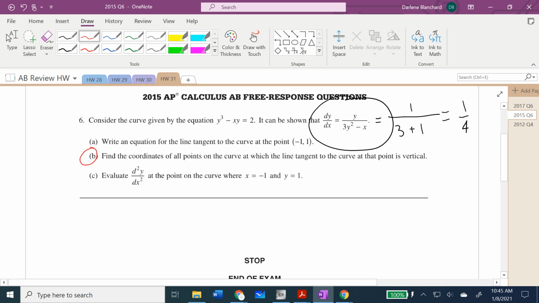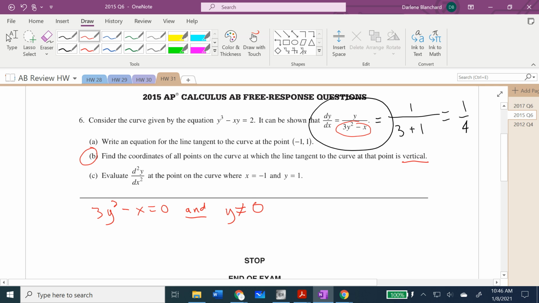And now part B. We want to find the coordinates of all the points on the curve at which the tangent line is vertical. My tangent line is going to be vertical if my denominator is equal to 0 and my numerator is not equal to 0. So 3y squared minus x equals 0, and y does not equal 0.